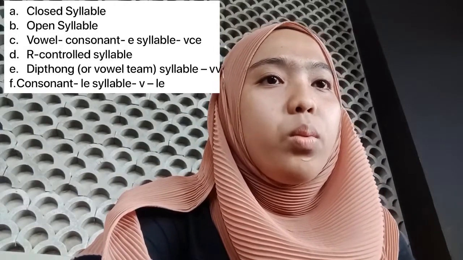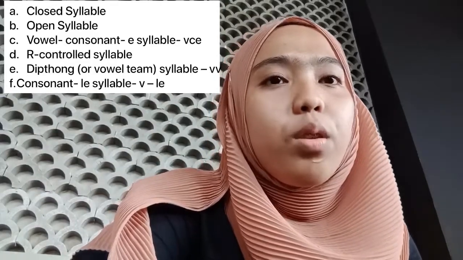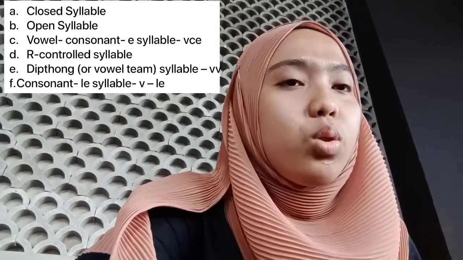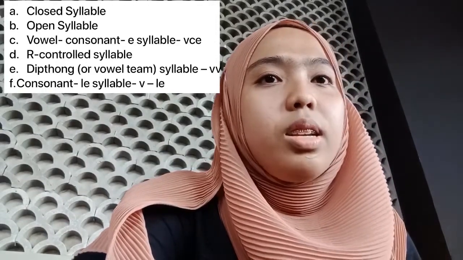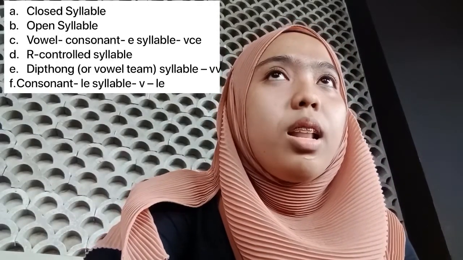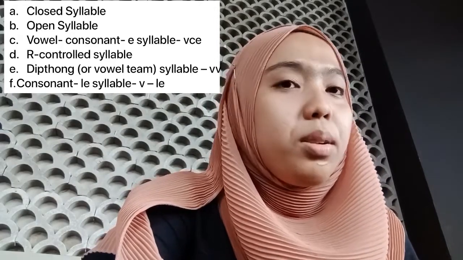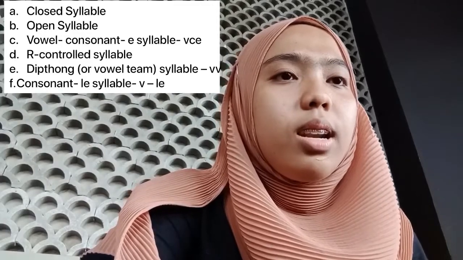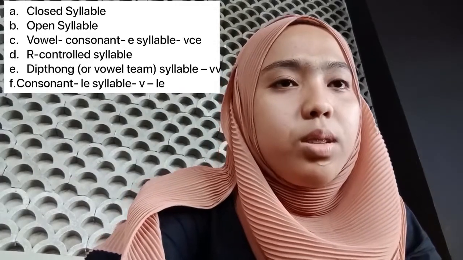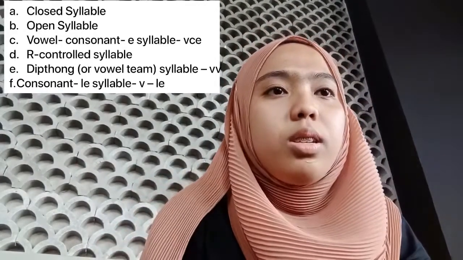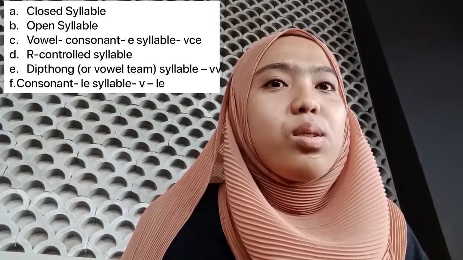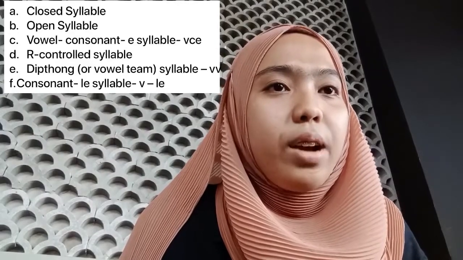A syllable with at least one vowel followed by R. The vowel sound is controlled by R. Next, the diphthong or vowel team syllable, V double V. A diphthong syllable usually has two adjacent vowels that are pronounced together. This produces a special sound. Examples include eat, grow, tail, fight.